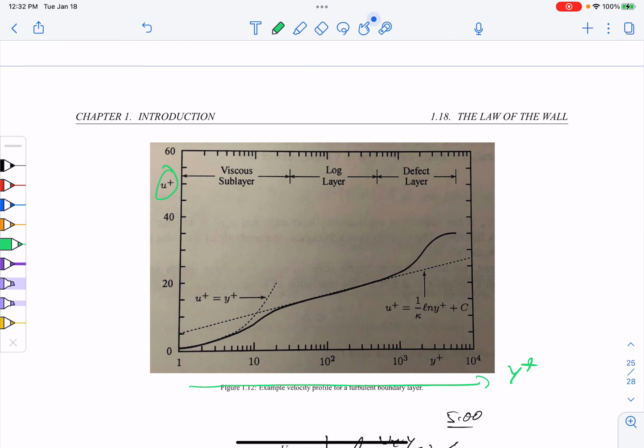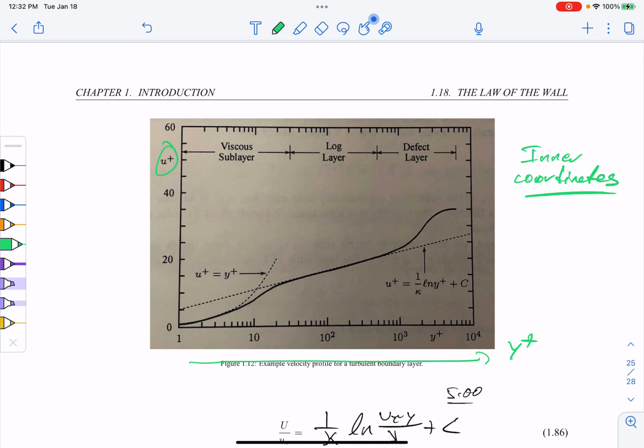And now this black line is something which looks like something we might measure. So if I take a hot wire and put it in a turbulent boundary layer and then took the average of the fluctuations and plotted it against the distance from the wall and put it in what we call inner coordinates, I would arrive at this profile, okay?